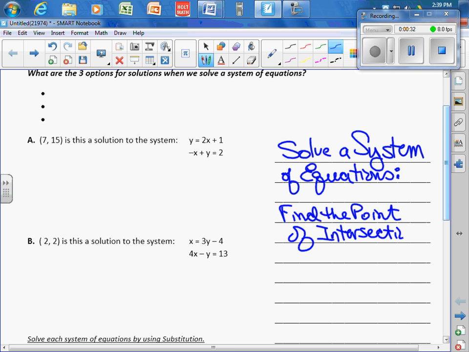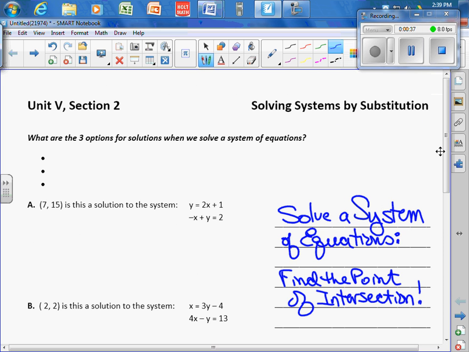Now, we've already talked about how to solve a system of equations by graphing. Today, we're going to use what's called substitution. But let's review again what happens when we solve a system. Number one is that the two lines will intersect. That's what's going to happen most of the time. When they do that, you will get a point. That's what we were just talking about.